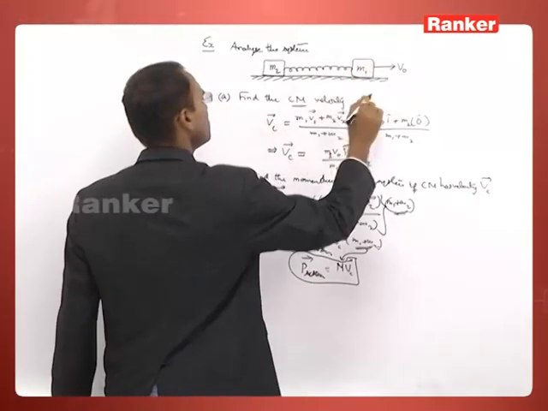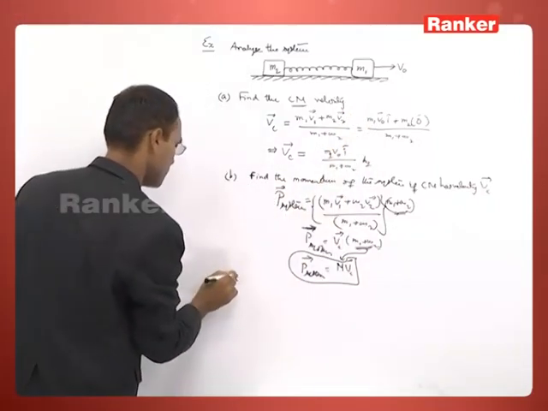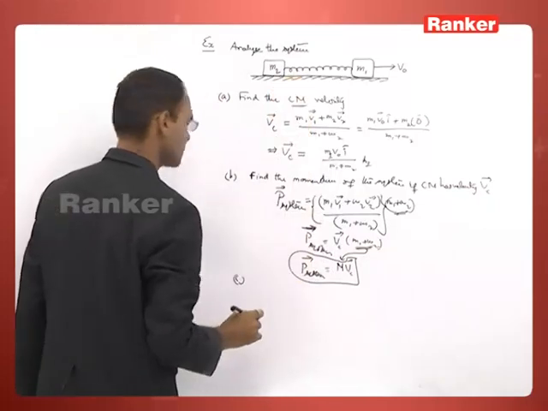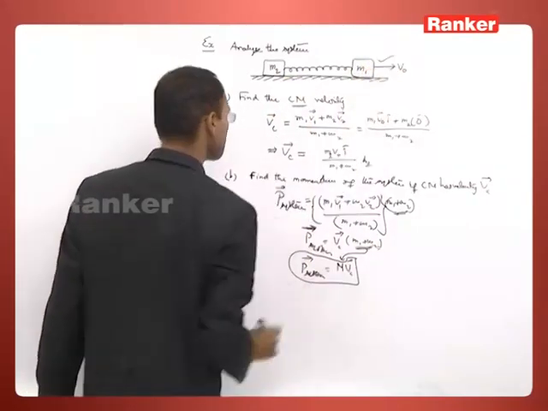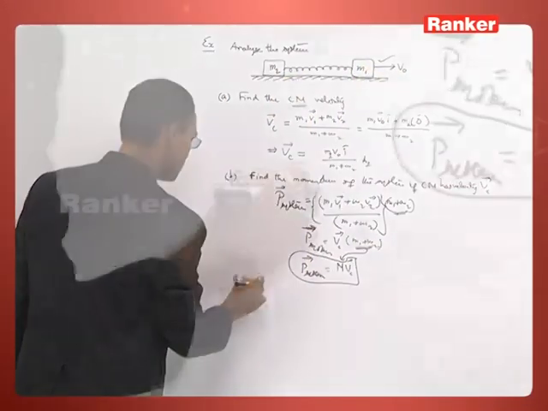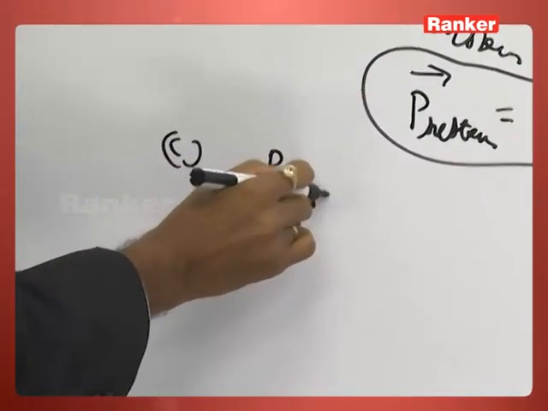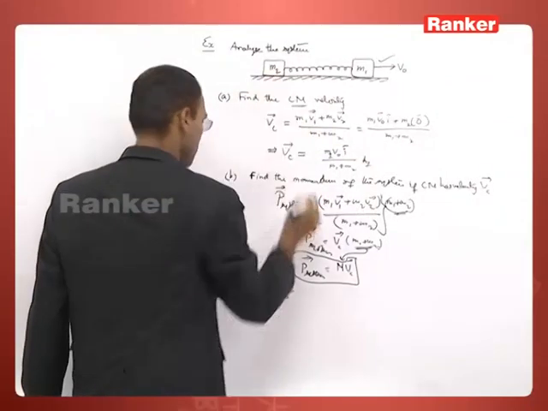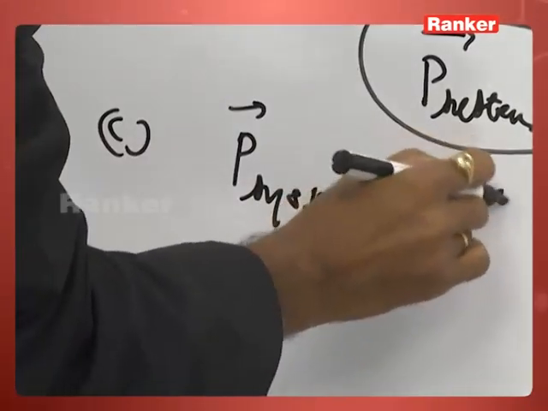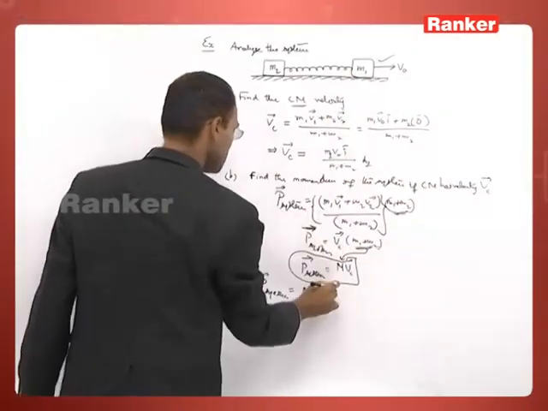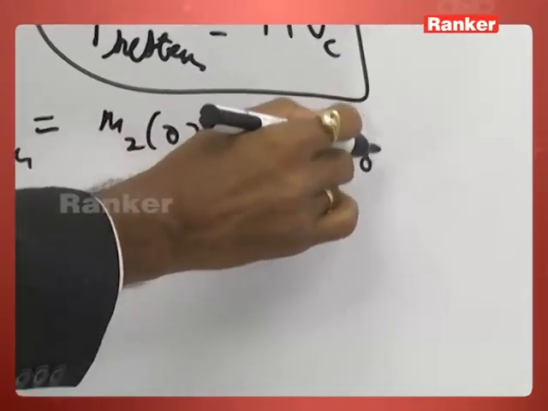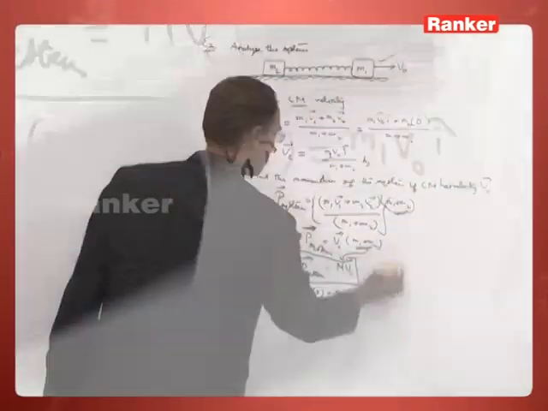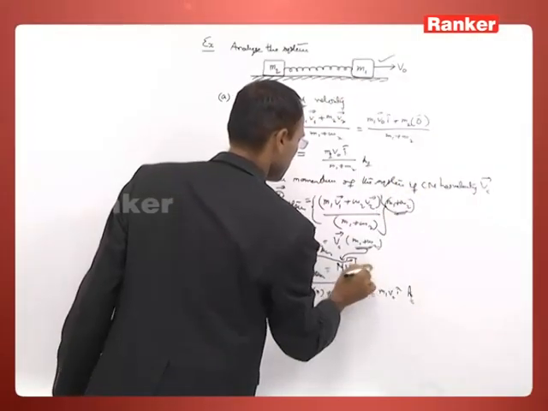But in this question, center of mass velocity is not given, velocity of this particle is given. So we can just write: momentum of the system is equal to, this mass velocity is 0, this mass velocity is v naught i cap. Therefore, we can just write m1 v naught i cap. Answer.